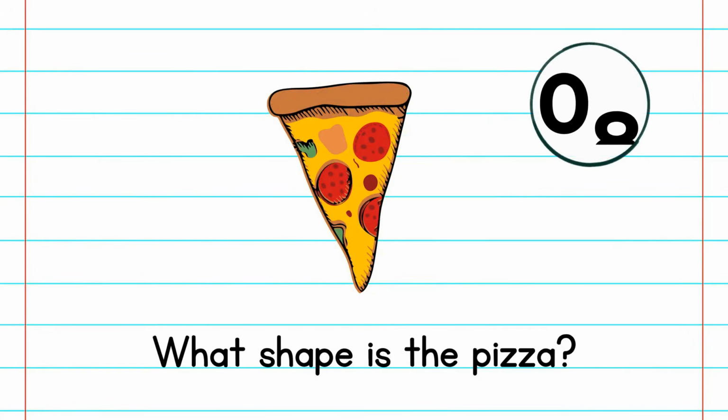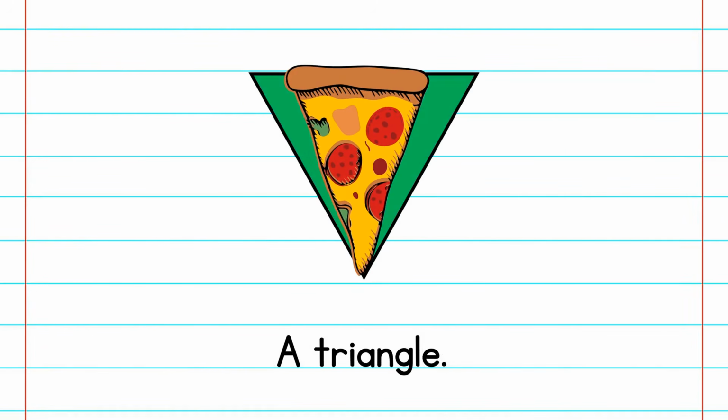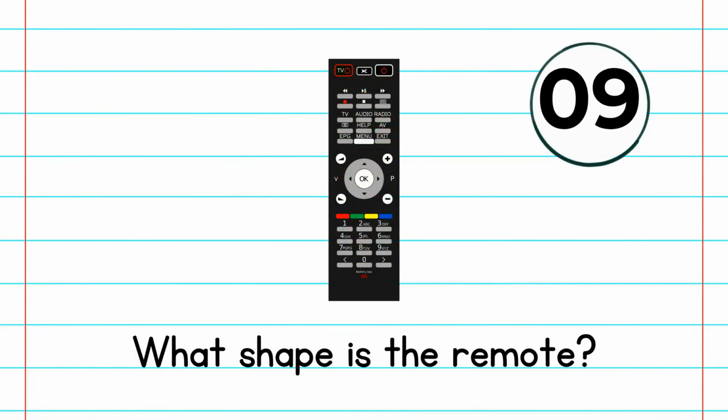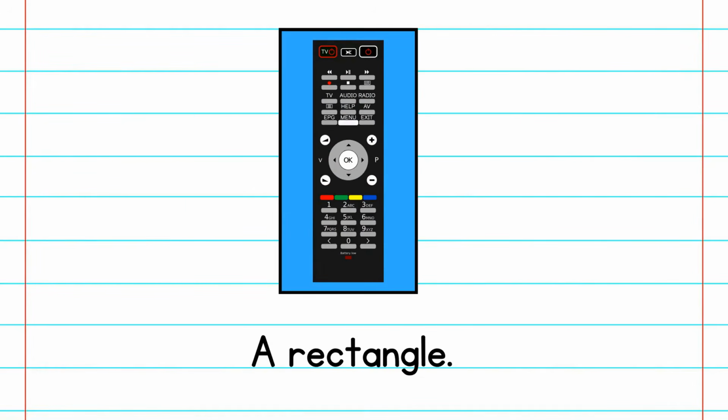What shape is the pizza? 7, 6, 5, 4, 3, 2, 1. A skinny triangle, or just a triangle. What shape is the remote? 7, 6, 5, 4, 3, 2, 1. A rectangle, or a skinny rectangle.